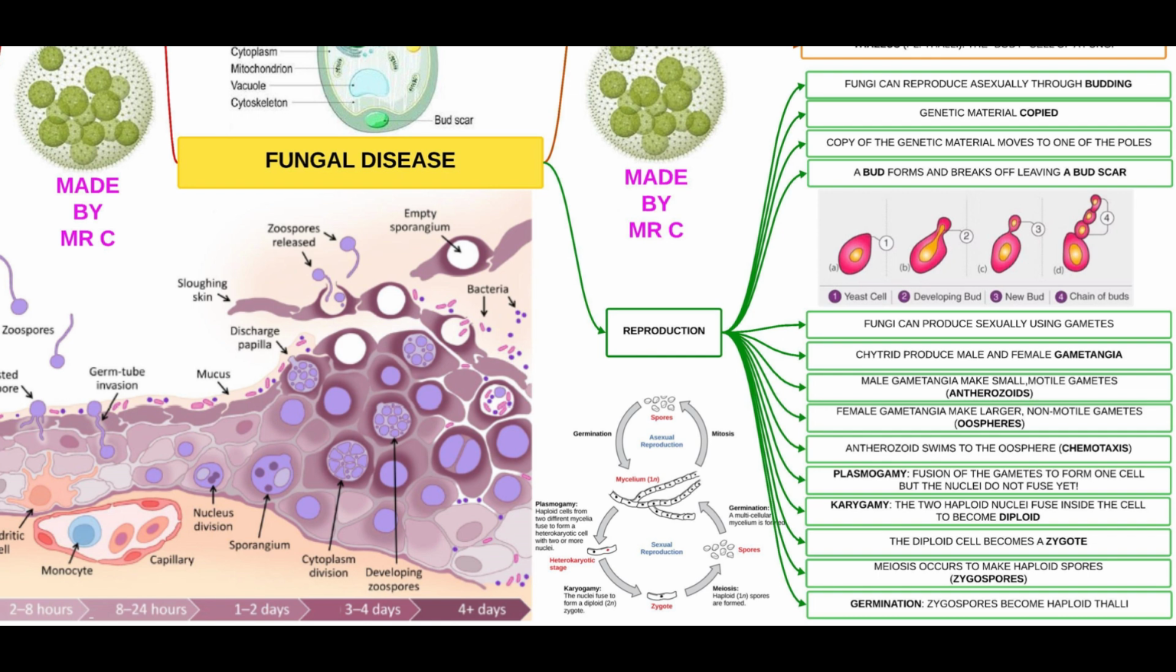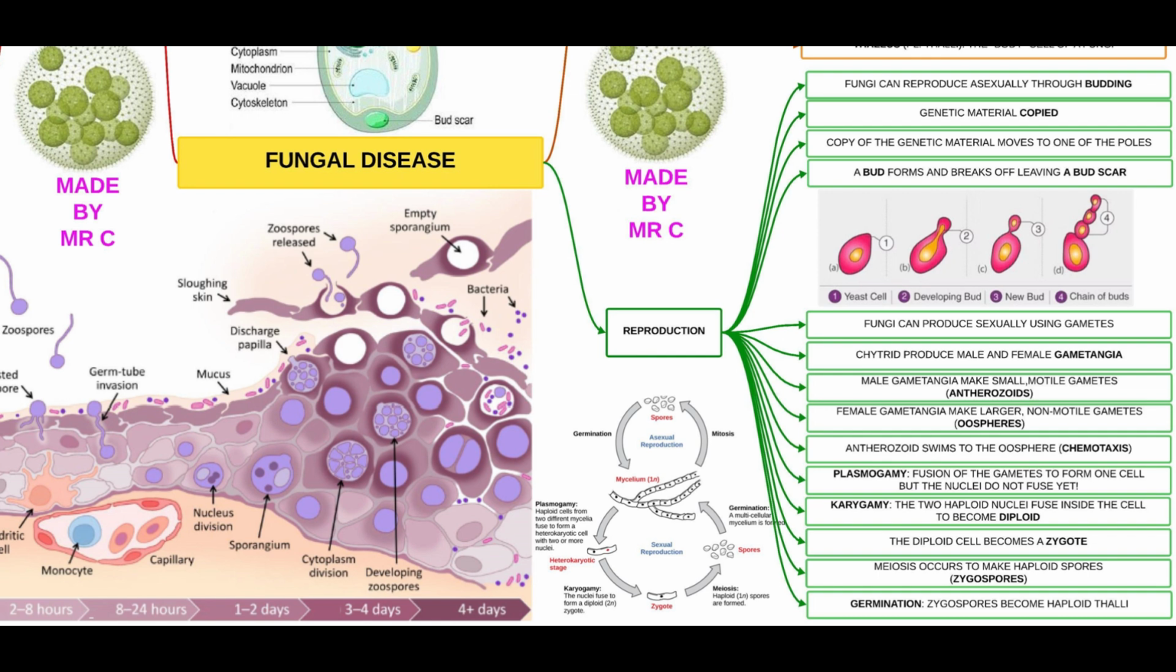It then undergoes plasmogamy, which is the fusion of the two gametes to form a cell, but the nuclei do not fuse yet. The fusion of the nuclei is called karyogamy. The two haploid nuclei fuse together inside the cell to become a diploid cell. The diploid cell becomes the zygote.